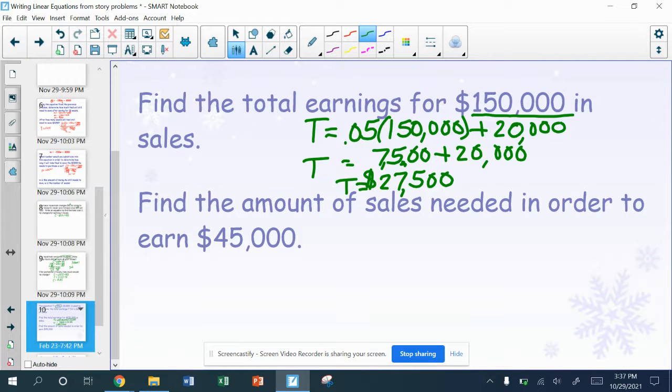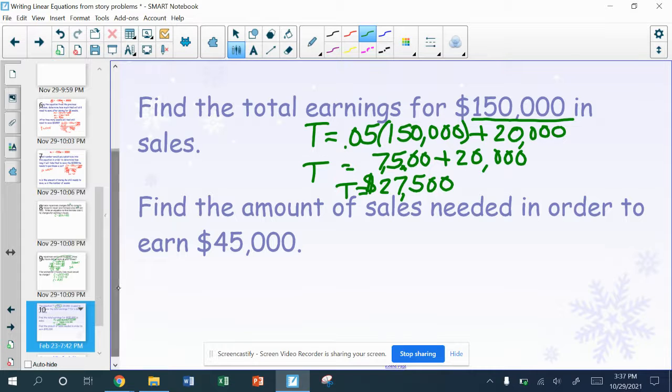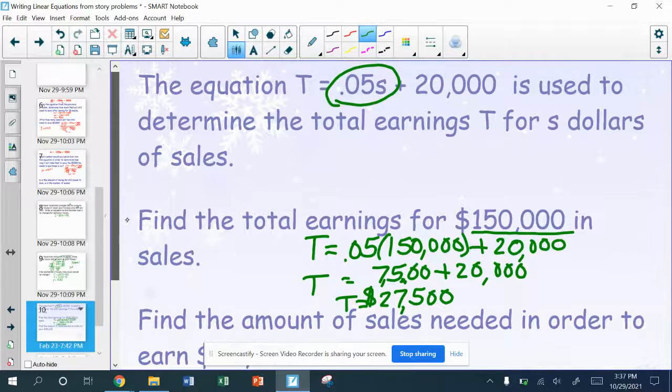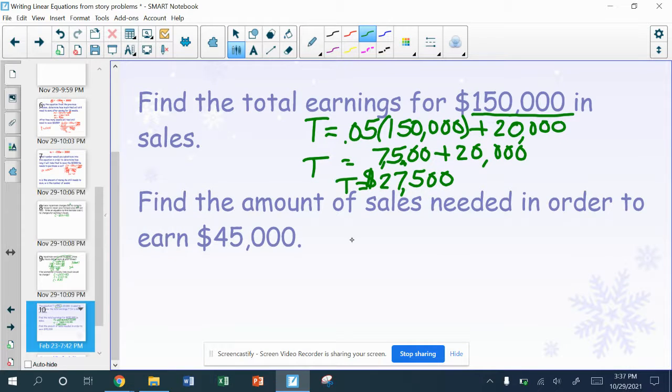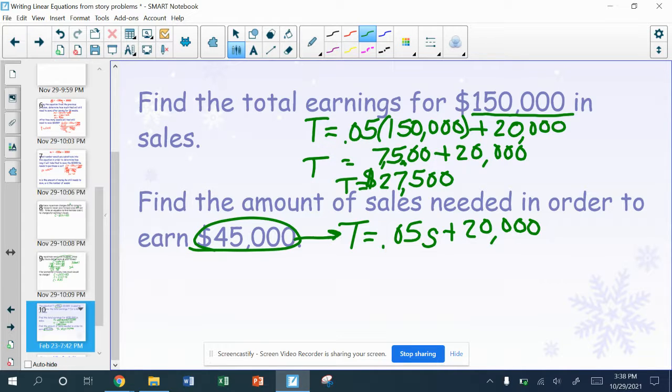Now, what if this person says, you know what? I want to be able to make $45,000. So I would need this equation that we have up here. T equals 0.05S plus 20,000. And I want to earn, the total that I want to earn is this. That's going to go in for the total. So 45,000. Now you could see from the last example, selling $150,000 worth of stuff, their total salary is only $27,500. So this is going to have to be a lot more sales.